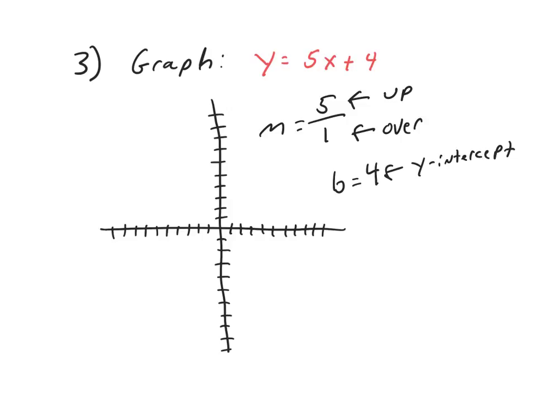Okay, so let's start by putting a point on the y-axis at 4. That's going to be right here. There's our y-intercept value, our b value. And then we can go 5 up and 1 over for this, or we can go 5 down and 1 left. Either way, I'm going to go down because I have more room. So we'll go 1, 2, 3, 4, 5, and then 1. And then 1, 2, 3, 4, 5, and then another one.